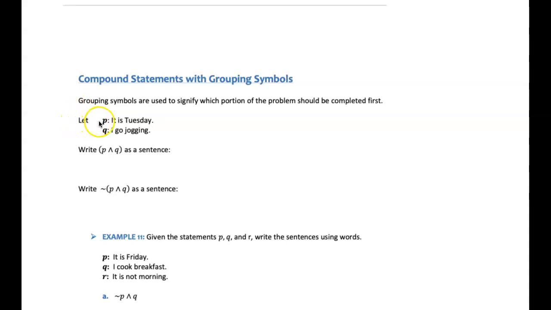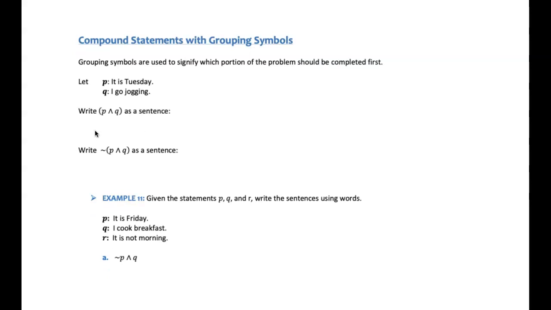Using the statements P, it is Tuesday, and Q, I go jogging, we're going to write P and Q as a sentence. It is Tuesday. And is the middle connective. Q, I go jogging.